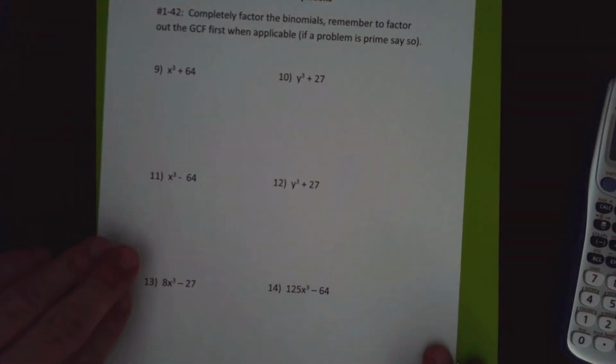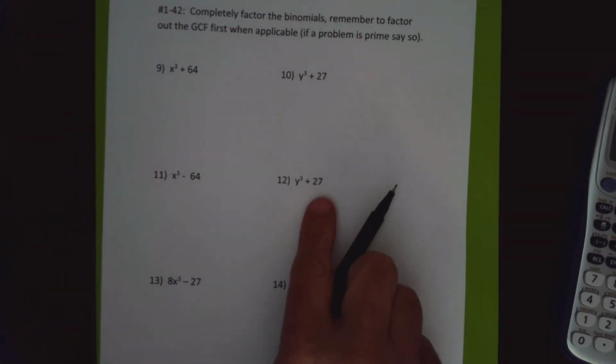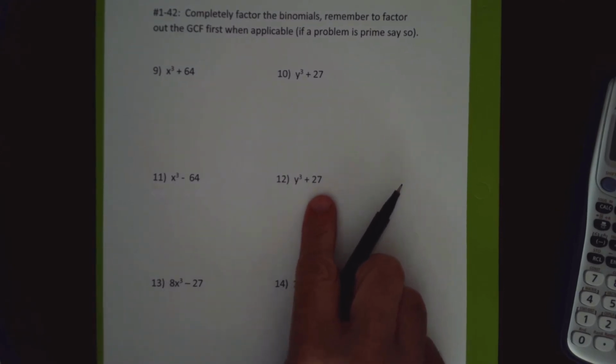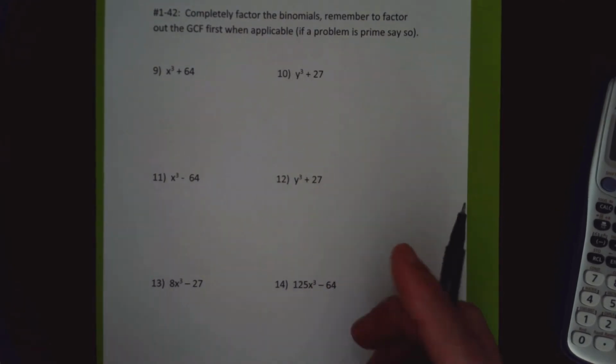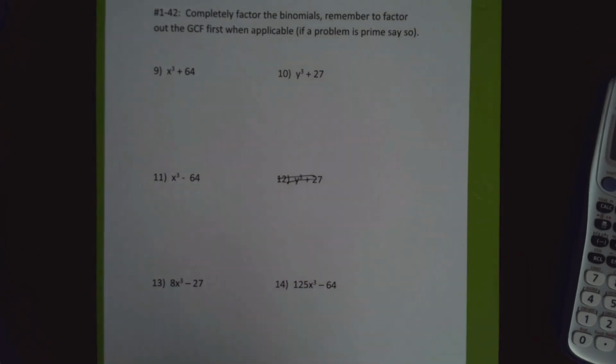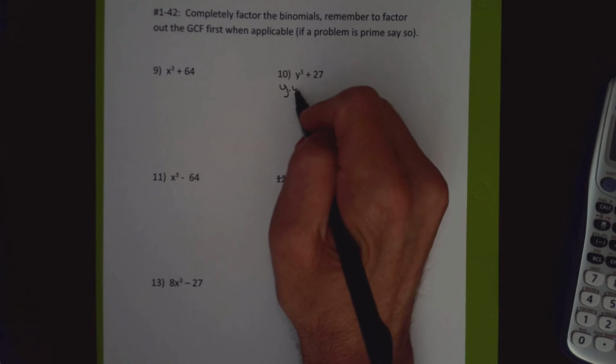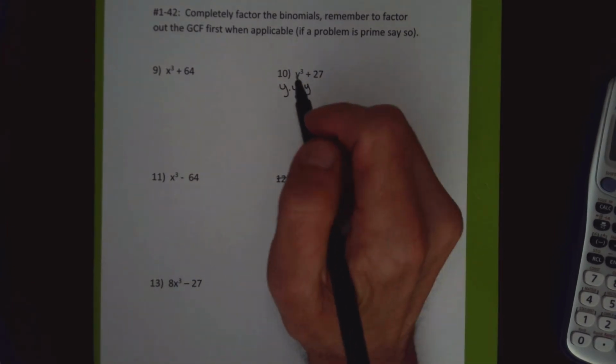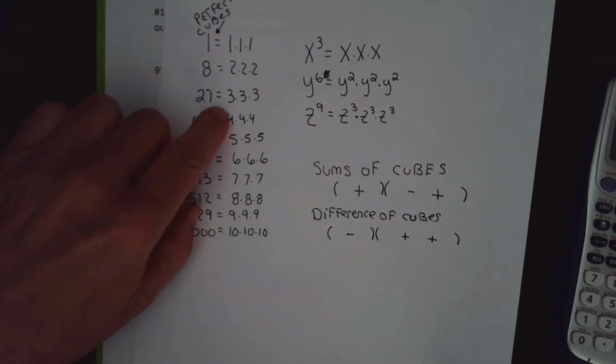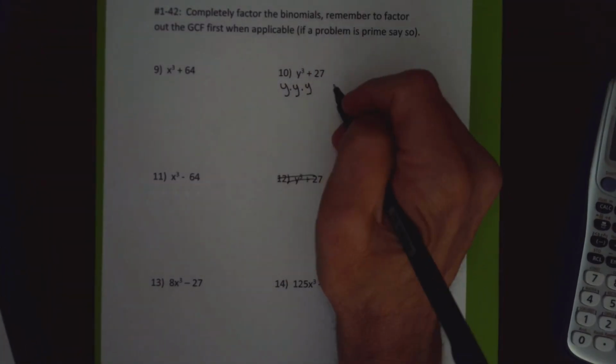Oh, wow. I really liked problem 10 and 12. They're the same problem. I'm not going to factor 12 because that's the same. Under y cubed, I'm going to call this y times y times y. I'm going to divide the exponent by 3. Under 27, I'm going to write 3 times 3 times 3.